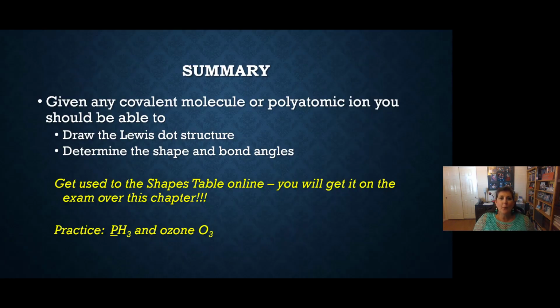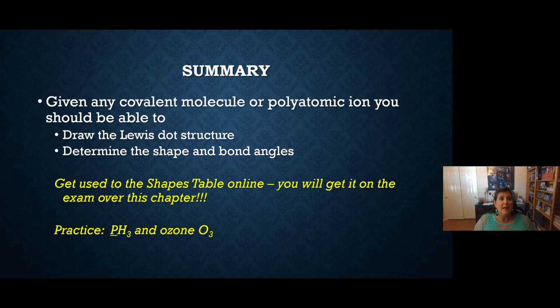GCC 130 students, welcome back to Chapter 7, a very long chapter. We're now going to put some things together. We've learned how to do Lewis dot structures, and then we've learned how to determine the shape those structures have. So let's put it together.